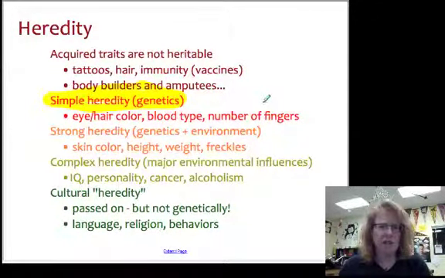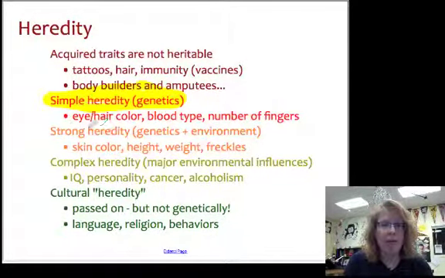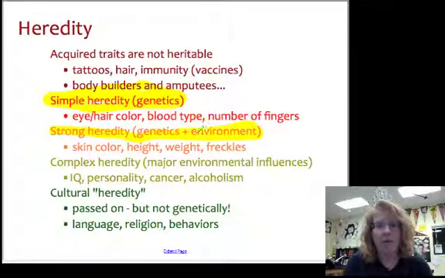Those are genetic traits. And some of them are only controlled by one gene. They're simple for us to study. Some of them are a little bit more complex. This is a strong heredity here with genetics and environment. So things like your skin color, yeah, there's a genetic trait that determines what color skin you have.